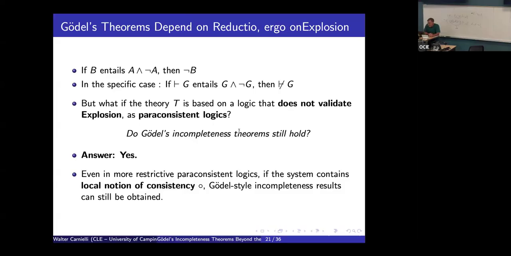If B entails A and not A, then not B. This is reductio ad absurdum. In this specific case, starting from a proof of G entails G and not G, I get not provable G. That's the way it uses reductio ad absurdum. Okay? But what if the theory is based on a logic that does not validate explosion?